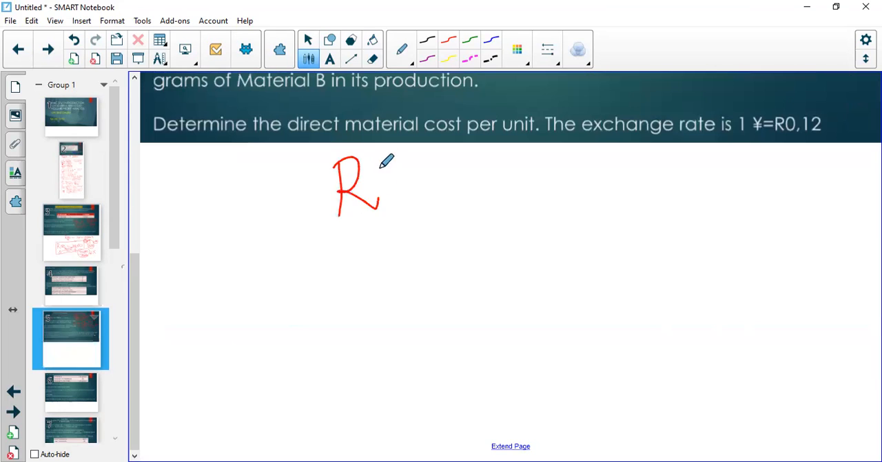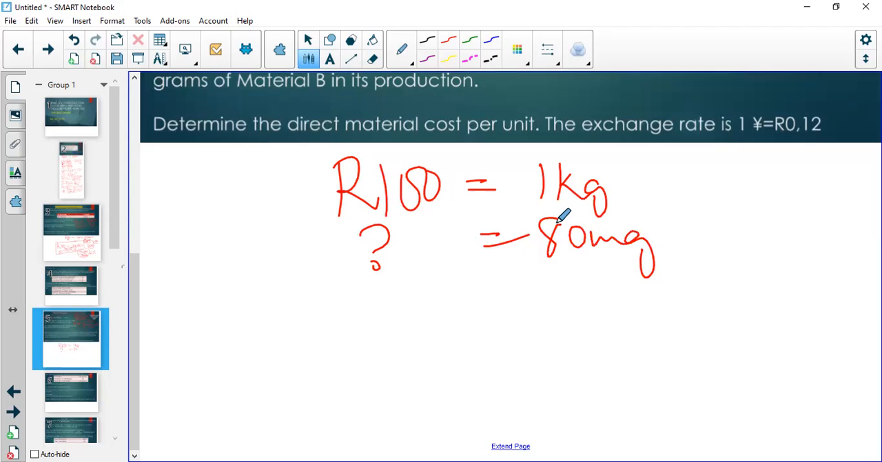So we are told that 100 rand is equal to 1 kg. That's 100 rand per kilogram. And how much is it going to cost for 80 milligrams? So we have to change this 80 milligrams to kilograms, right? Because it's easier. We could also change these kilograms to milligrams, all right? Whatever way we do, they have to agree, right?